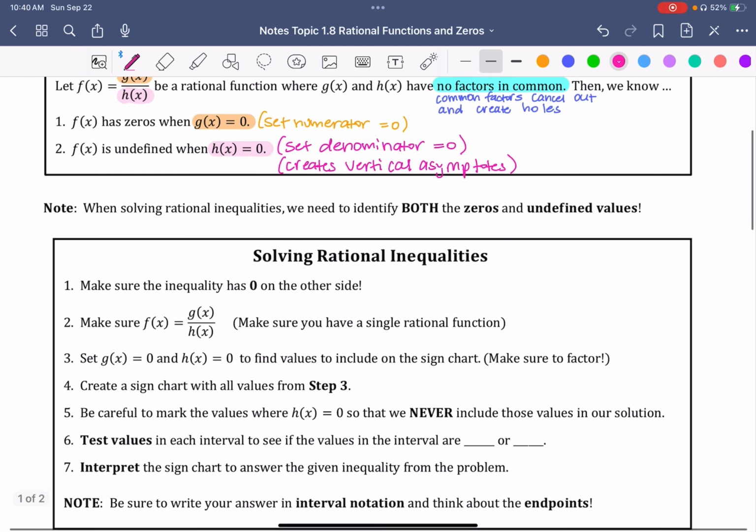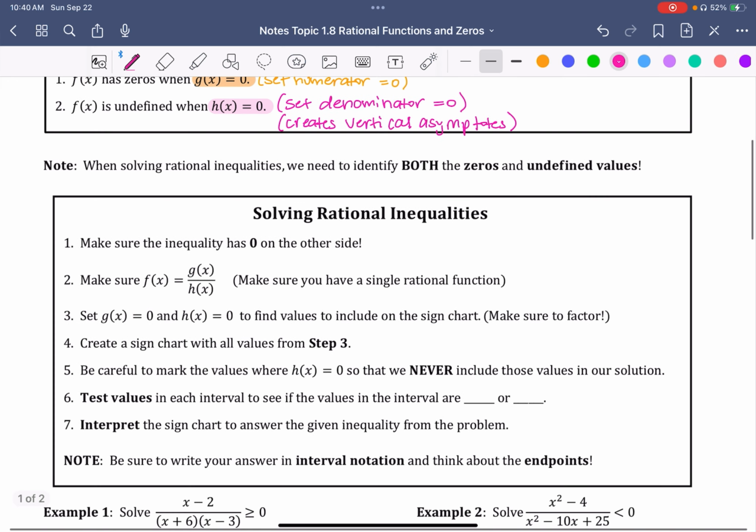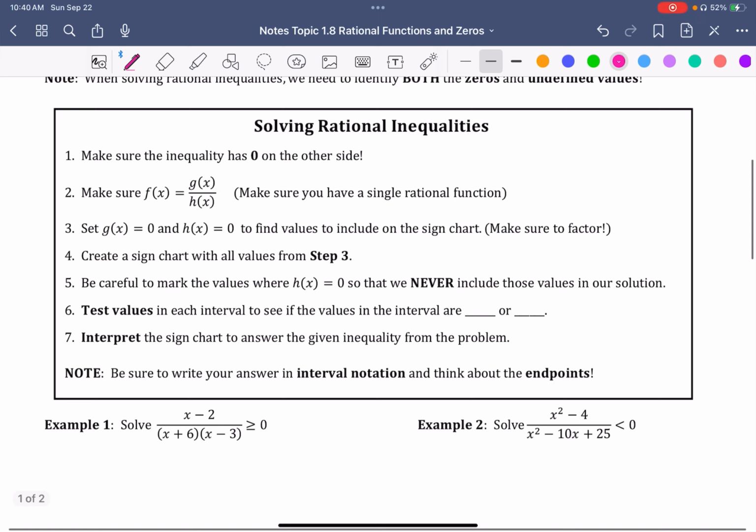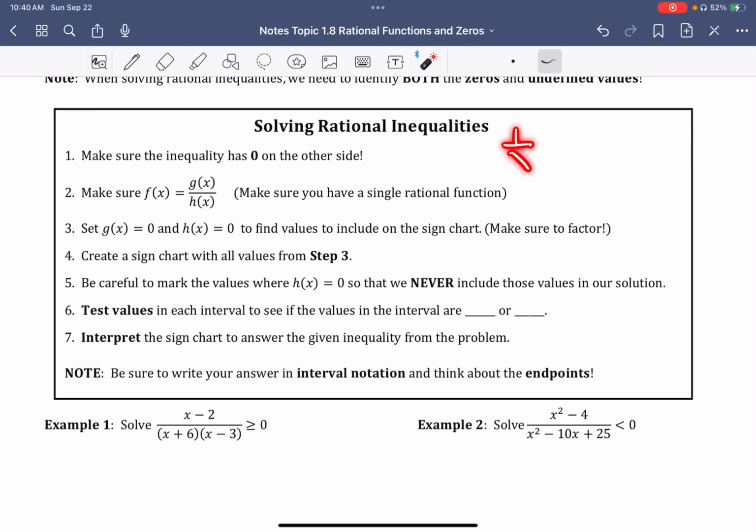When solving rational inequalities, you need to identify both the zeros and the undefined values. So make sure the inequality has 0 on the other side. Make sure that f of x equals g of x divided by h of x. So make sure you have a single rational function. You shouldn't have something like 1 plus x divided by 5x squared. You should have just one singular fraction. And then you're going to set the numerator equal to 0, the denominator equal to 0, and you're going to find the values to include on your sign chart.